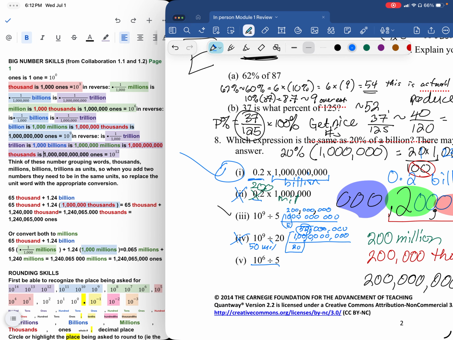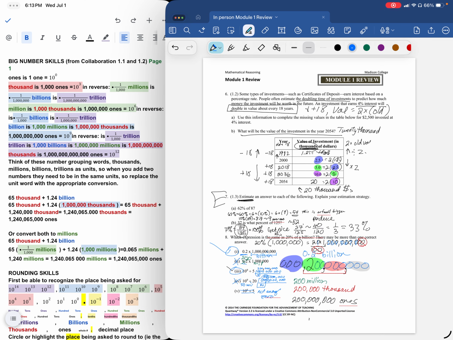And the last one's 10 to the 6th divided by 5. Already not enough zeros, so we can just kill that one. So we had two answers, answers 2 and 3. Another thing you could have done is multiply these out and figure out the answers and then compare them to what we had over there.